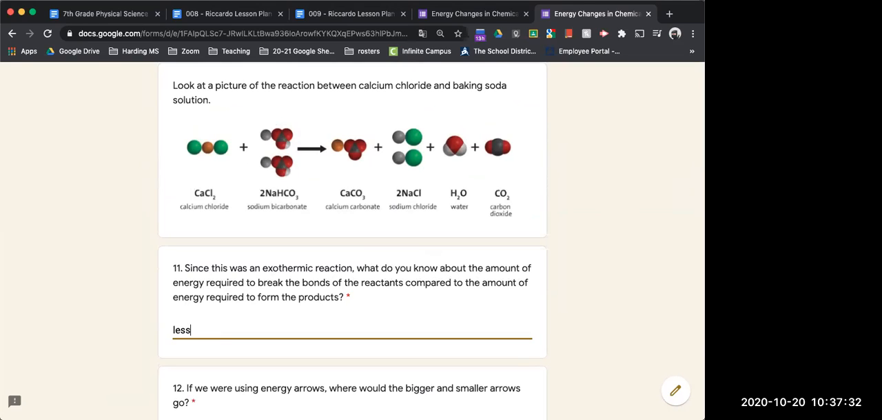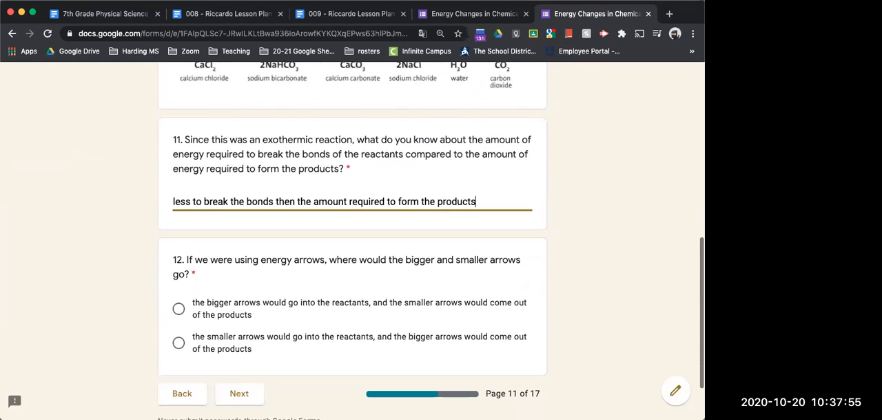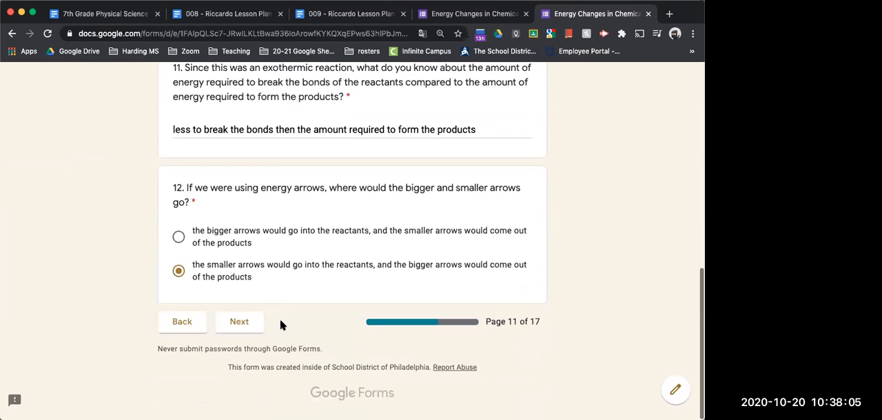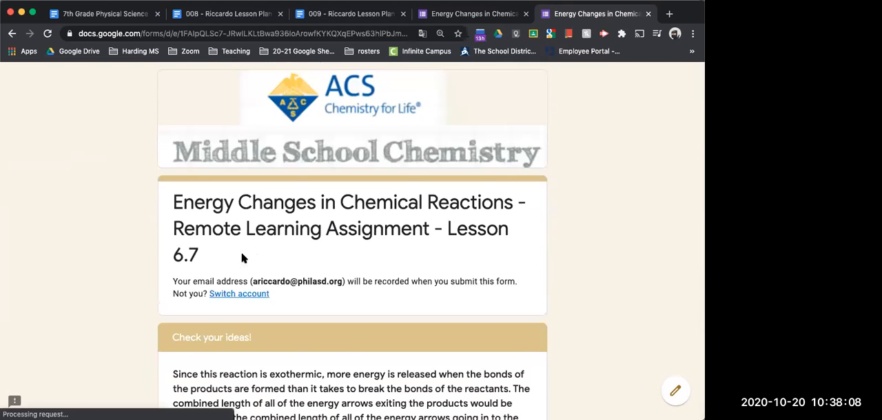It's less to break the bonds than the amount required to form the product, because it gives off a lot of energy. If you're going to use arrows, the smaller ones would be in the reactants and the bigger ones would be in the product. All right, see if I got that right.